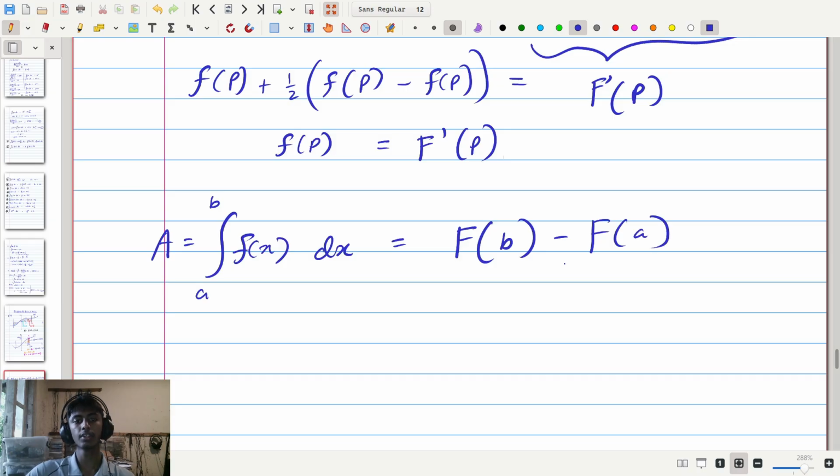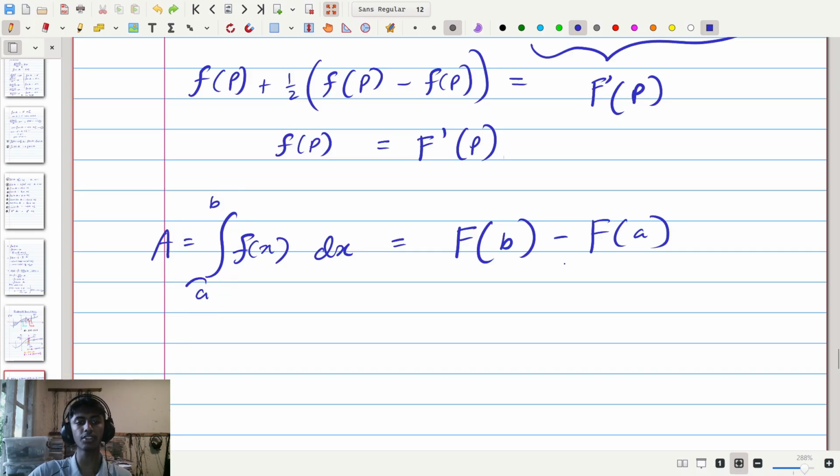So therefore, what this notation means is that first we have to find the function capital F of x corresponding to simple f of x, whereby when we take the derivative of capital F of x, we get simple f of x, and then we evaluate it at b and then evaluate at a, subtract the two and get our answer. This is the idea of this notation here.